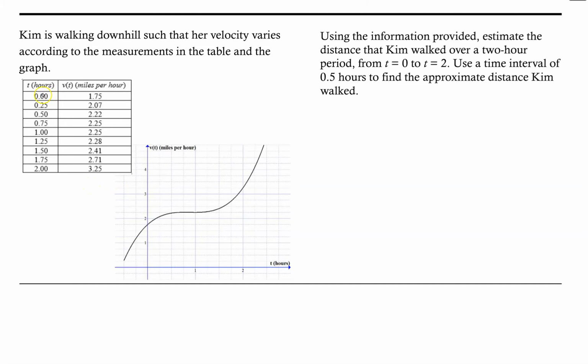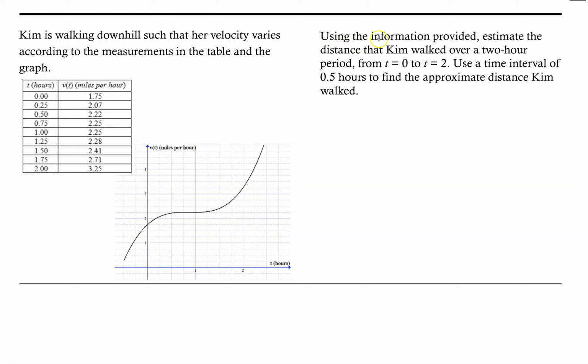So in the table, we see Kim's velocity in increments of a quarter of an hour up to 2 hours. And we can see her velocity as well for each corresponding time. And then to our right, we have the graph that illustrates her velocity as a continuous curve.